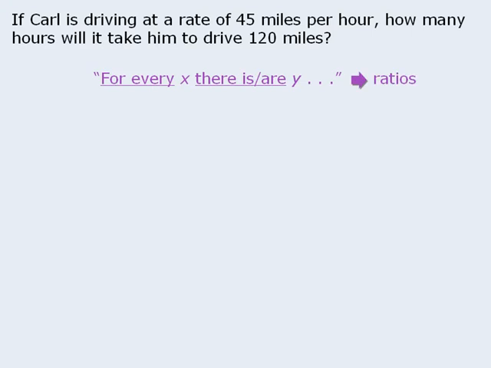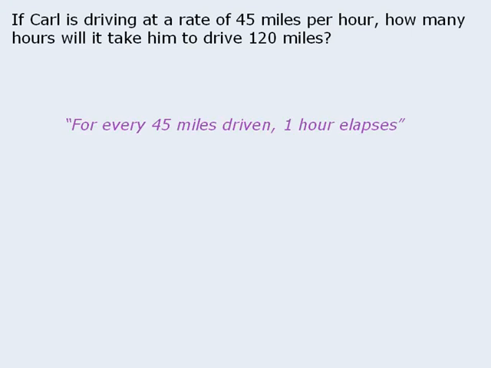Well, we can take the information in this question and rephrase it as, for every 45 miles driven, 1 hour elapses. This is just another way to say that Carl traveled at a rate of 45 miles per hour. But when we rephrase it this way, we can see that we can use ratios to solve the question. Now, in this ratio, we are comparing the number of miles driven to the number of hours that elapse. The question tells us that this ratio is 45 miles for every 1 hour.